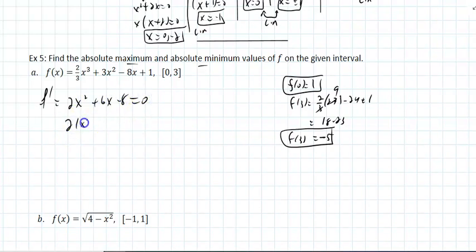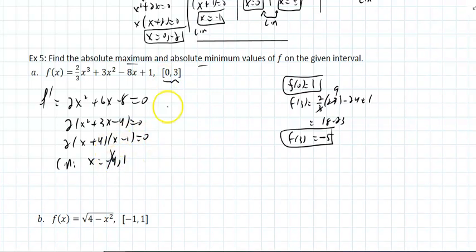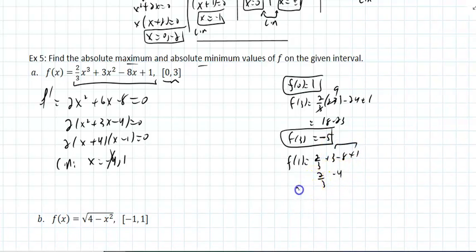That's when 2 times (x squared plus 3x minus 4) equals 0. That is (x plus 4)(x minus 1). So the critical numbers are x equals negative 4 and 1, but on this interval negative 4 is not accepted. So what's f of 1? F of 1 is 2/3 plus 3 minus 8 plus 1. Again, it's right here. That would be 2/3. 4 minus 4 is negative 4. So I get that f of 1 is actually 2 minus 12, negative 10/3.